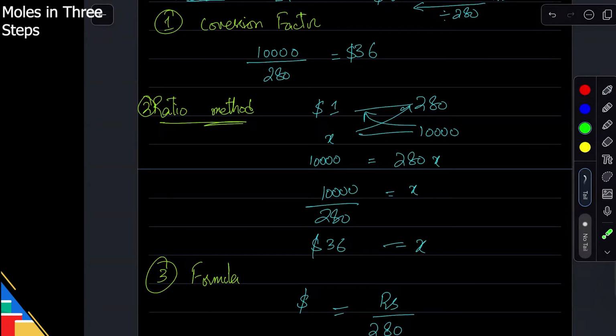Do you all understand how to do this? Are we all ready to start a money exchange business? Yes.